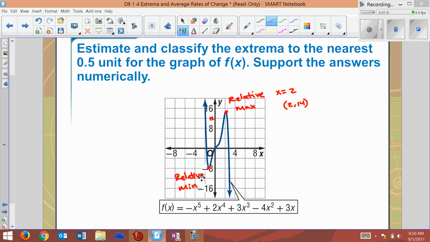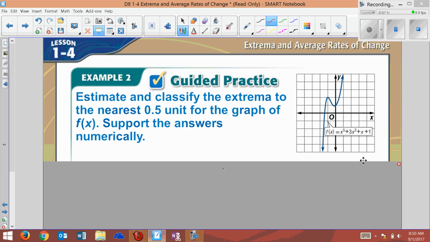And also, this one over here occurs when x is at -1, it appears. And you could put that point as (-1, -8), like that. All right. Usually they ask for what x equals when you do extrema. So here's one for you to try.